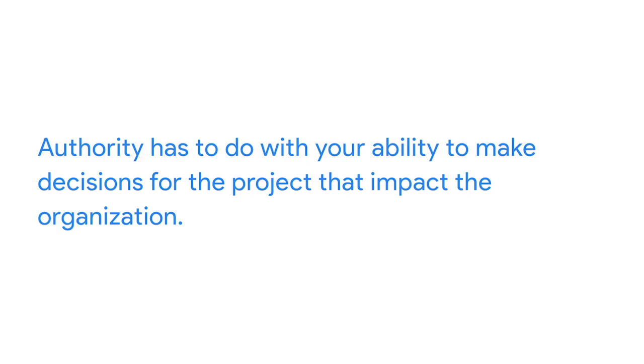Authority has to do with your ability to make decisions for the project that impact the organization. In some cases, you might have the authority to do things like select the vendors who provide services or goods for the project. Other times, you might have a set of vendors selected for you. Your level of authority and responsibility will vary from project to project.